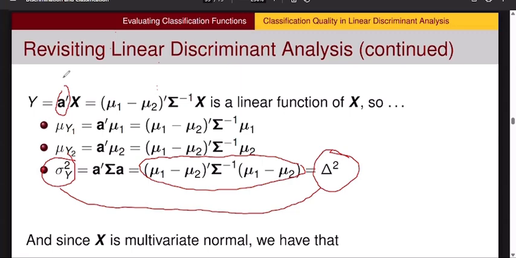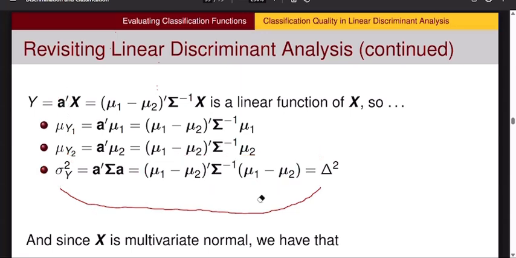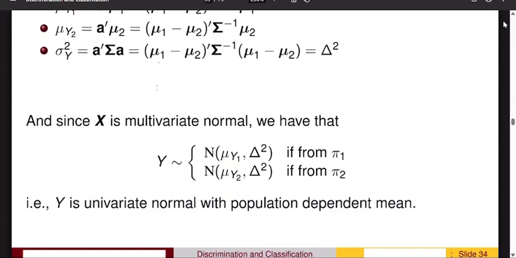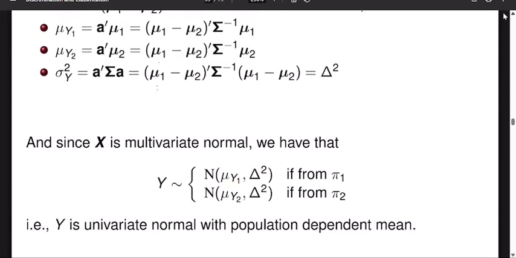Because we have a linear combination right now, in the linear combination we have the mean for y1, the mean for y2, and the covariance structure, which is expressed as that. Just pay attention. Now, my linear combination y follows a normal distribution. Don't forget, because I have two classes.